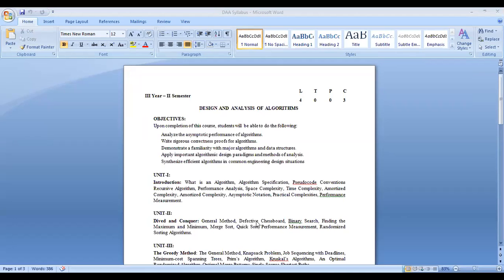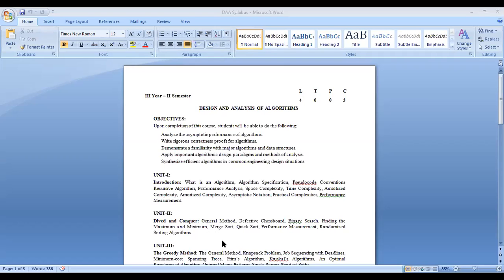So, regarding implementations, just two topics remain in the first unit: practical complexity and performance measurement. We will do these two topics in the next class. Today we are going to start our second unit, that is the divide and conquer technique.